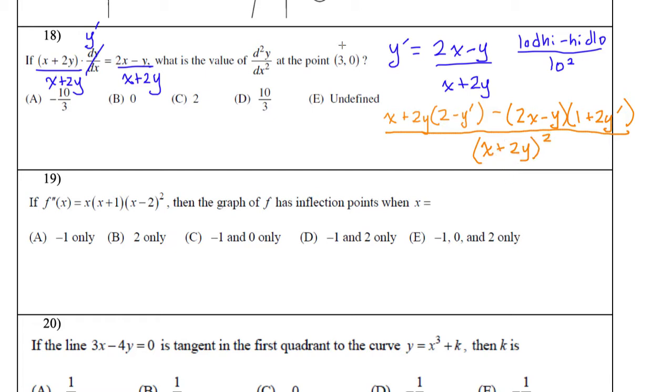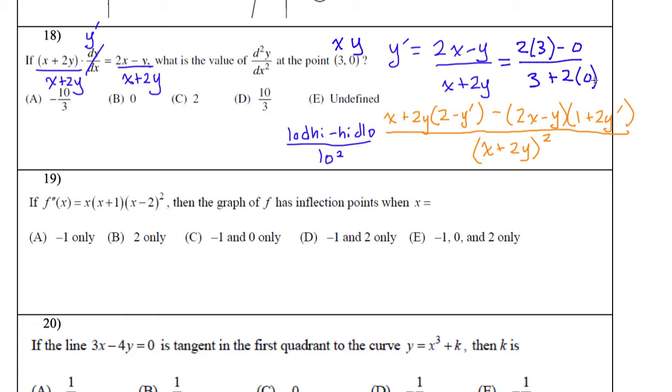All right, so, oh, I totally didn't even see it. We had points to plug in, which means I could have made this a lot more simple. Actually, no, I had to do this anyway, but I can now plug in up here. Let me move you out of the way. If I plug in the x-coordinate 3 and the y-coordinate 0, it's going to be 2 times 3 minus 0, all divided by 3 plus 2 times 0, which is 6 over 3, which is 2. So everywhere you see a y prime now, that is 2, because y prime is equal to 2.